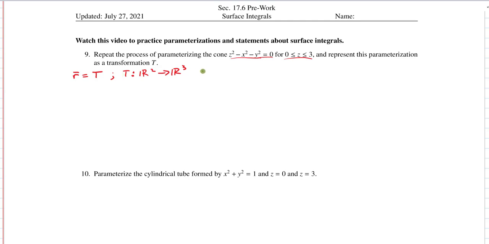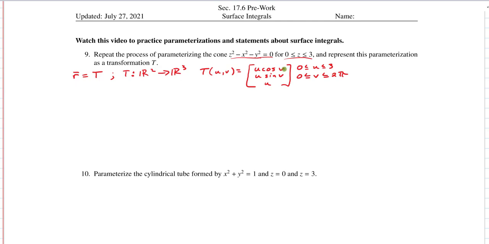Based on what we saw in the previous video, we could give the transformation from one space to another that would give us a cone by saying the transformation from u to v was given by these three coordinate functions here. The first one was u cosine v, u sine v, and then just u. And this was for 0 less than or equal to u less than or equal to 3, and 0 less than or equal to v less than or equal to 2 pi.